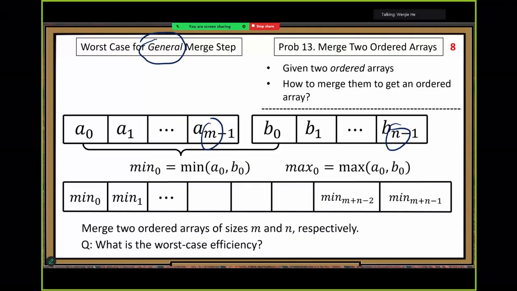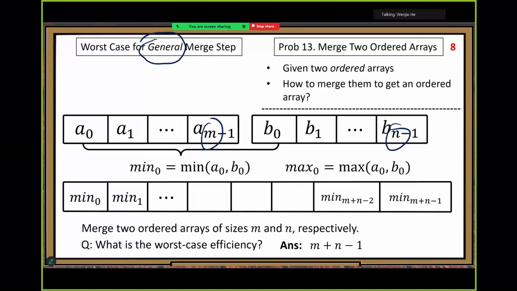You can use subscripts. You can use total number of elements minus 1. The answer is m plus n minus 1. Total number of elements, m plus n, but you need to minus 1. Exclude the last position. Don't need any comparison. That's the worst case.